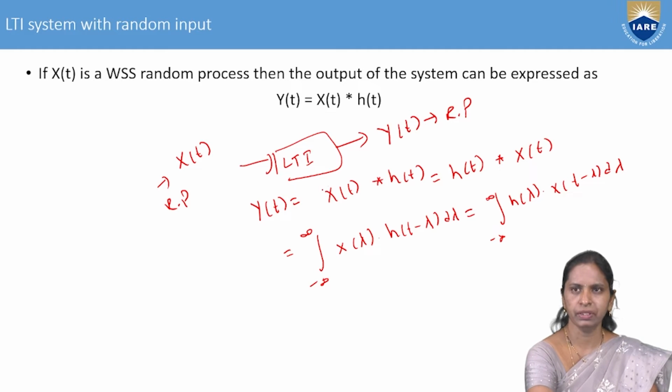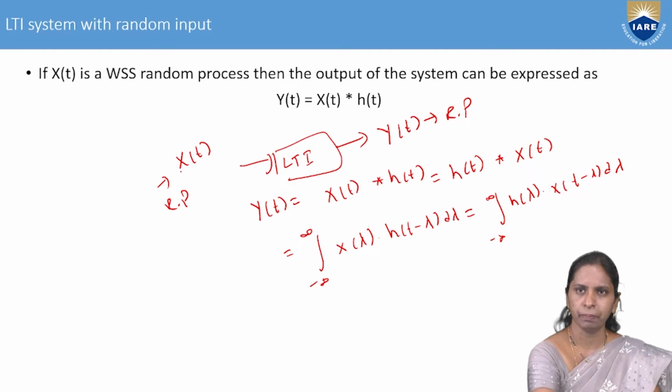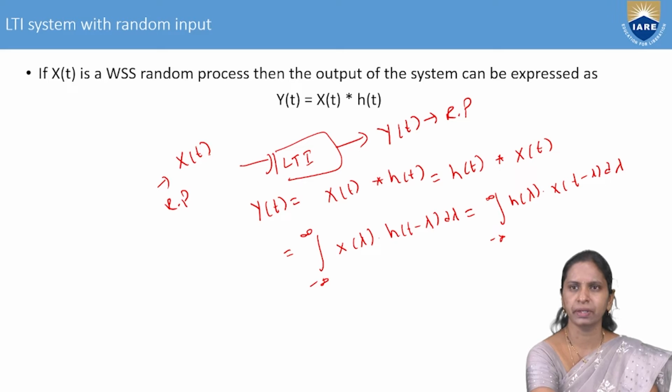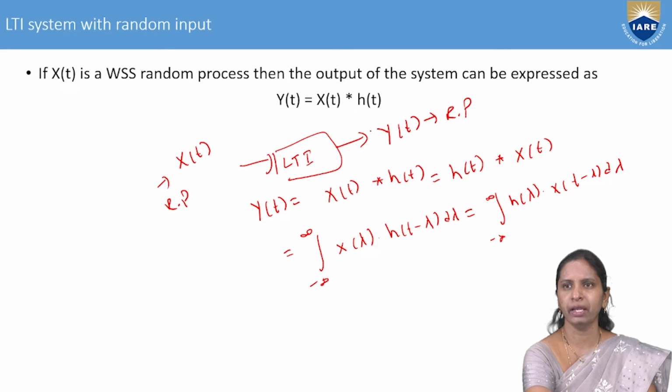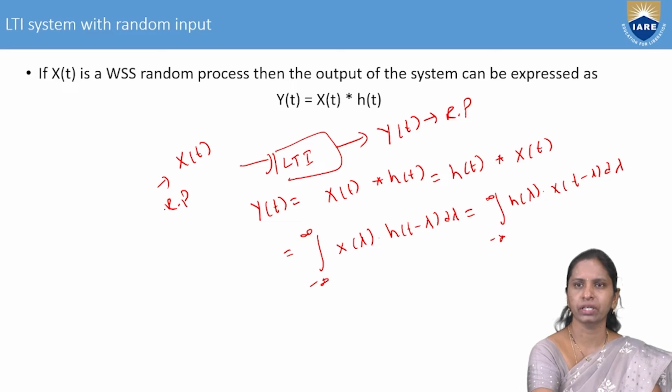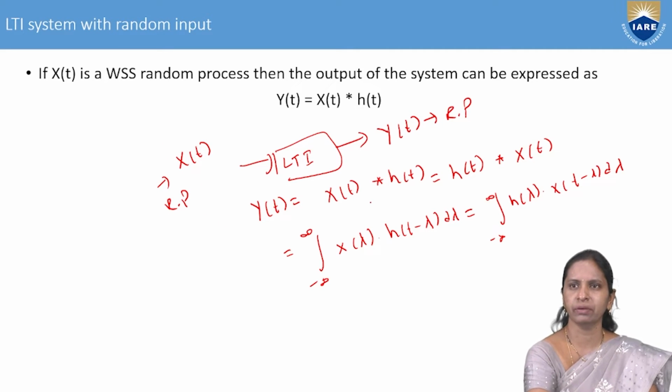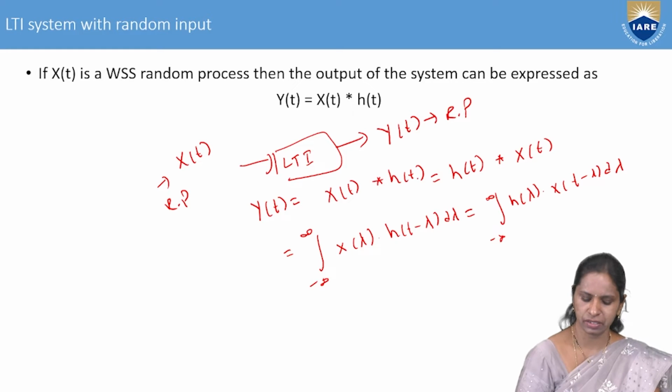Therefore, for the LTI system, if you apply the random process x of t as the input, then the response of the LTI system is also again a random process that we represent by y of t. Then y of t is equal to the input random process x of t convolution h of t, where h of t is called the impulse response of the system.